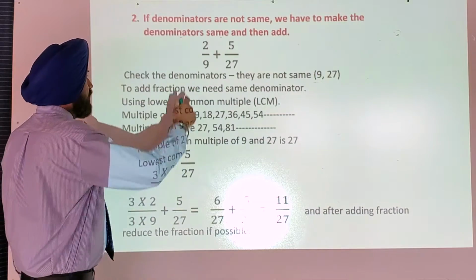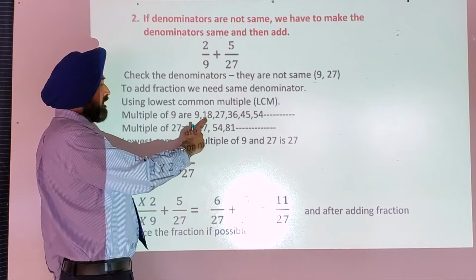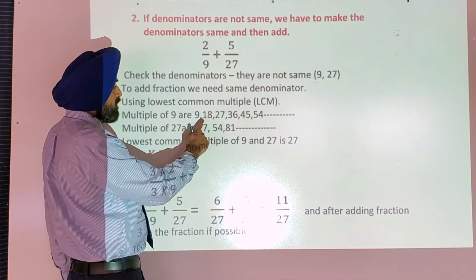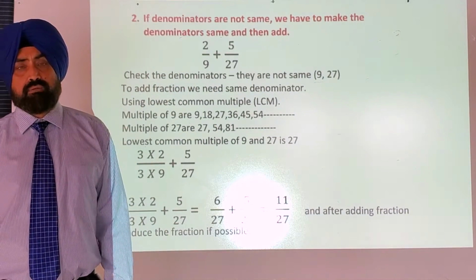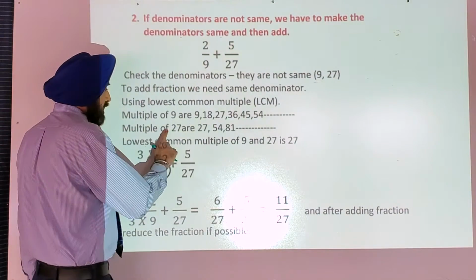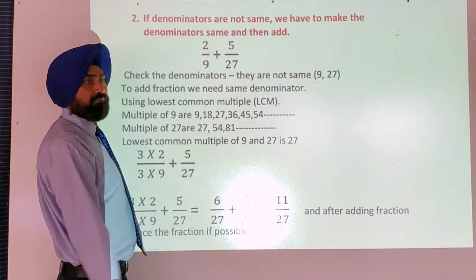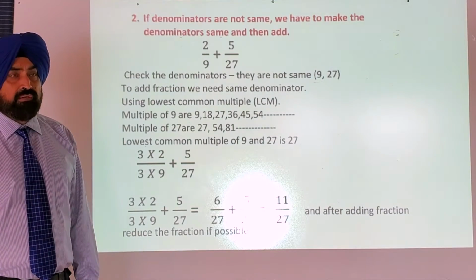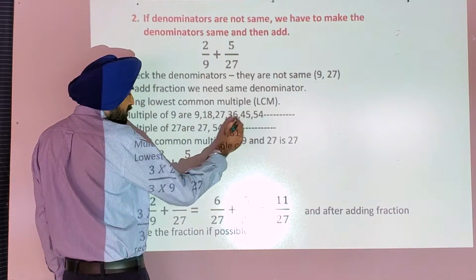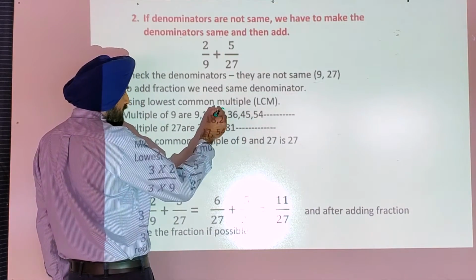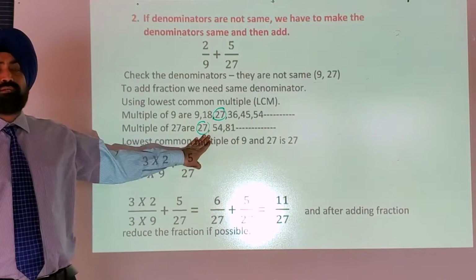So what are the multiples of 9? It's basically the table of 9. 9 times 1 is 9, 9 times 2 is 18, 9 times 3 is 27. So 9, 18, 27, 36, 45, 54 and so on. These are the multiples of 9. Then see the multiples of 27, the table of 27: 27 times 1 is 27, 27 times 2 is 54, 27 times 3 is 81, and so on. If you compare all the multiples, you see 27 is common. So the lowest common multiple is 27.